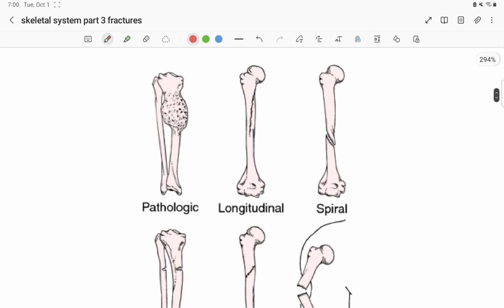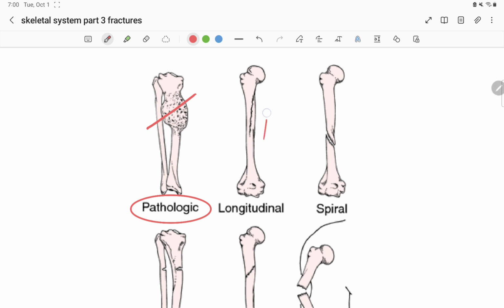Okay, there are also pathological fractures, and what that means is the bone is diseased. And as you can see here, the bone is diseased. This looks like a giant cell tumor, so in other words, cancer. And that does weaken the bone. And so if you get a break through the pathological site, they call that a pathological fracture.